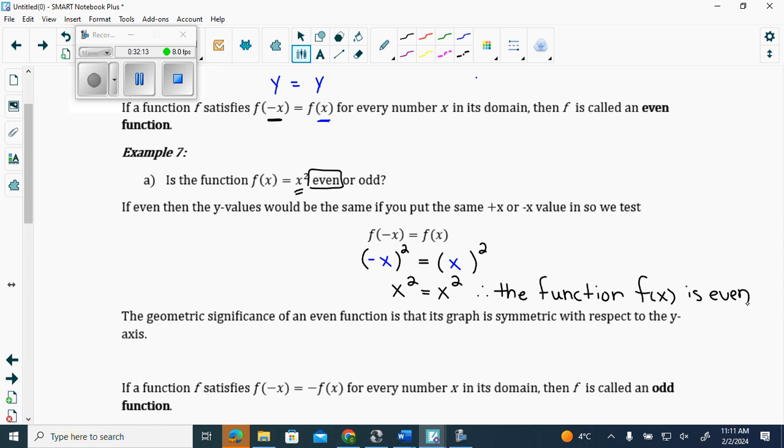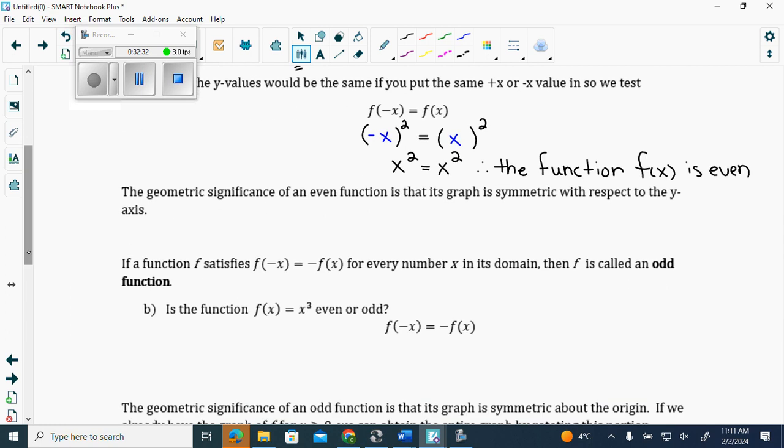It's an even degree, right? And it's even because it's symmetrical. Okay, the geometric significance of an even function is that its graph is symmetrical with respect to the y-axis. If I went to the y-axis and I split it, it would work. Yes.